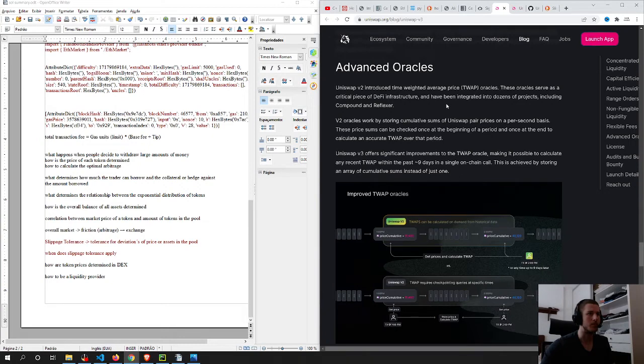Uniswap v2 introduced time-weighted average price oracles. These oracles serve as a critical piece of DeFi infrastructure and have been integrated into dozens of projects, including Compound and Reflexer. So this is an important thing, I think.